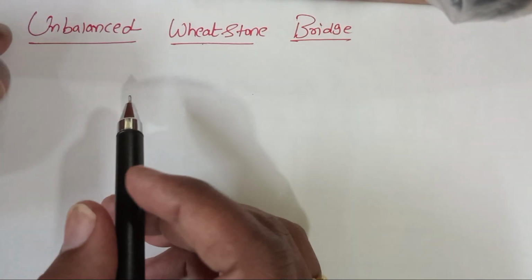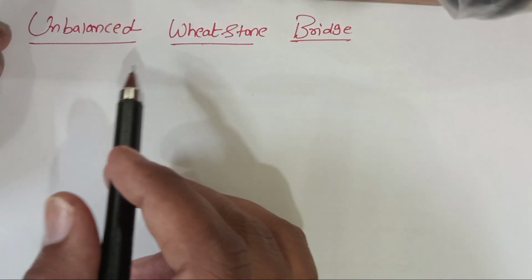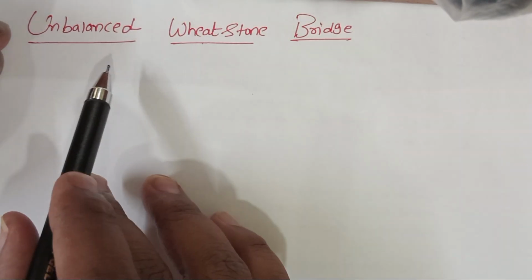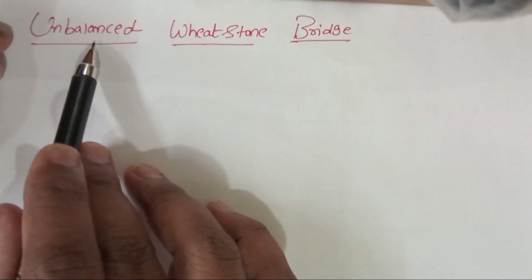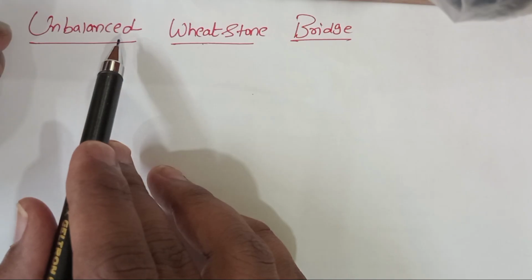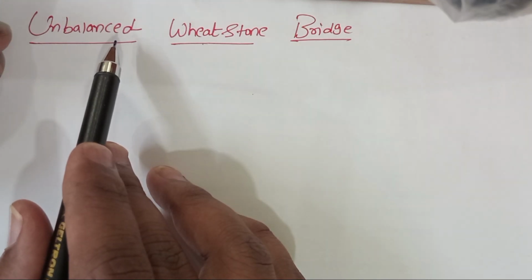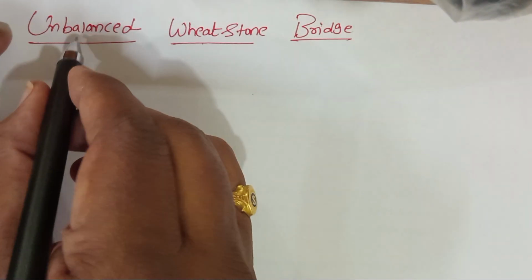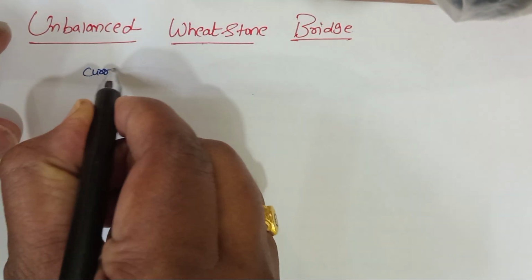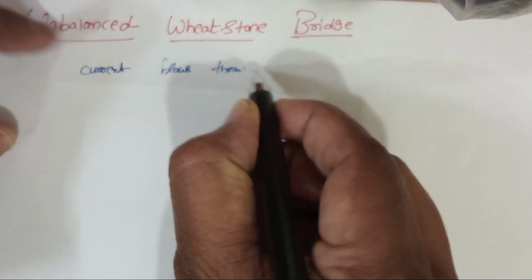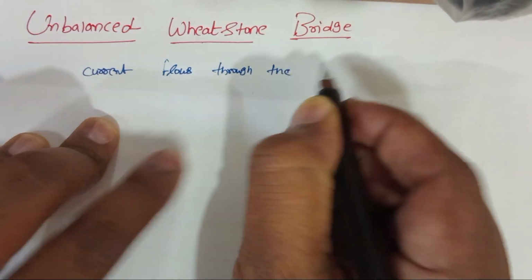Hi. In our previous section, we discussed the Wheatstone bridge in balanced condition. Now we're discussing the Wheatstone bridge in unbalanced condition. Unbalanced condition means that if there is a current flowing through the galvanometer, then we can say that the bridge is in unbalanced condition.